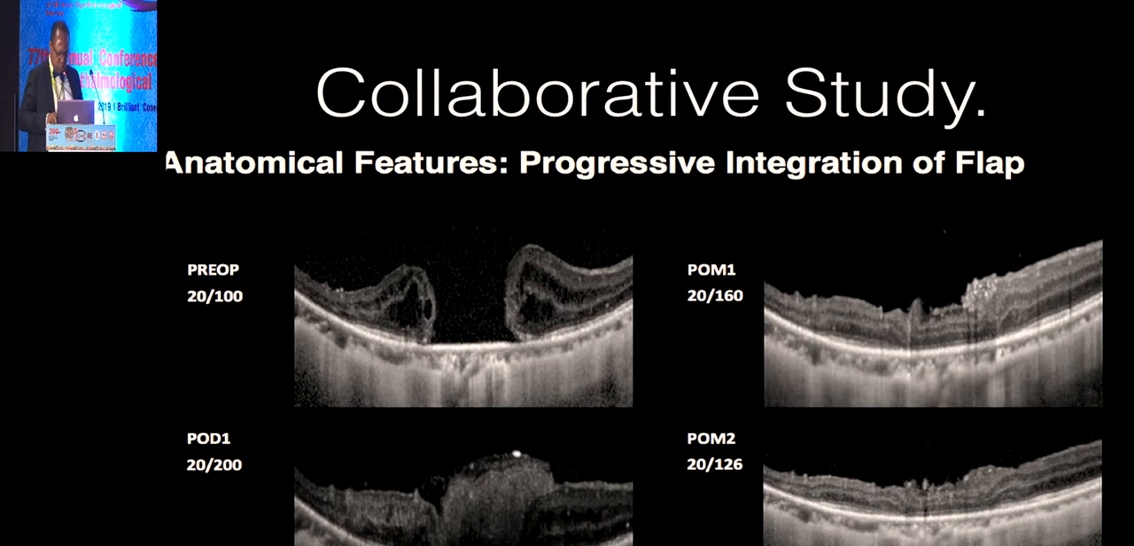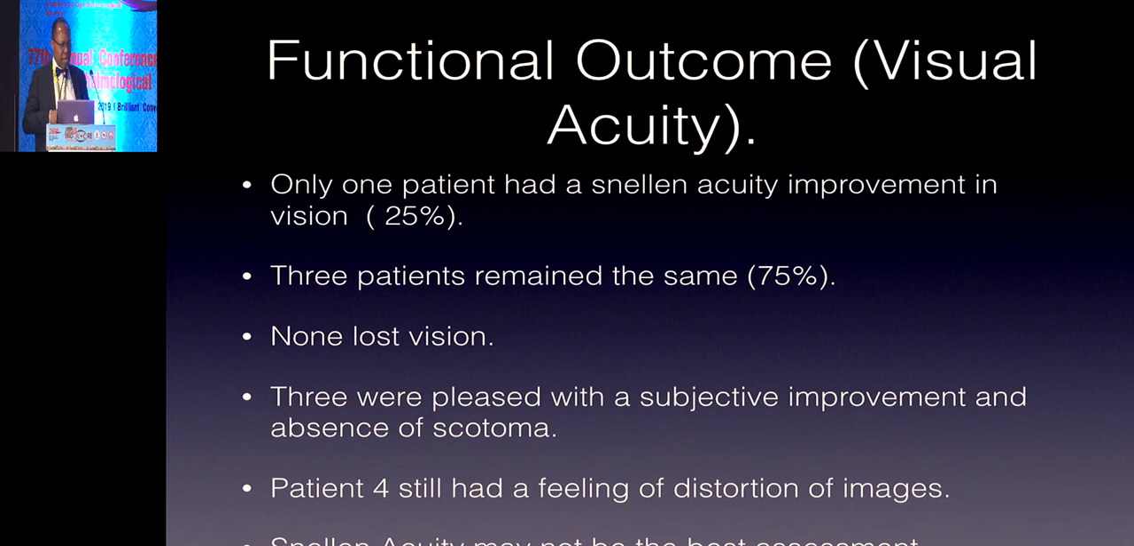So from the collaborative study, I felt that our functional results were kind of similar. When we looked at those patients, only one of them had a Snellen visual acuity improvement. Three of them actually had the same vision, but three of these patients did subjectively say that there was benefit from the surgery. None of these patients, importantly, lost vision. They were pleased with the subjective improvement and absence of scotoma.